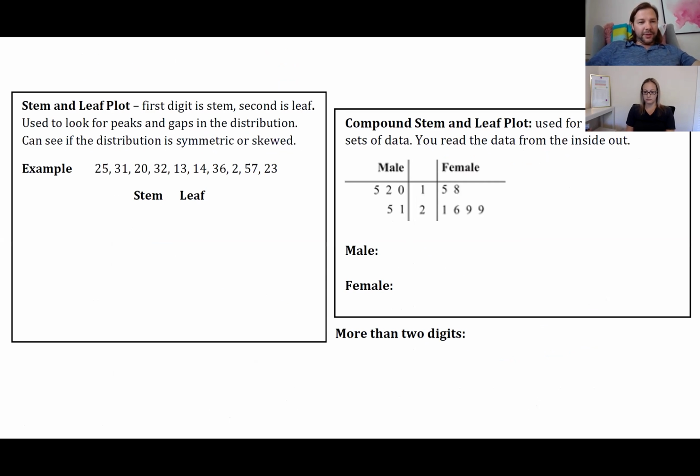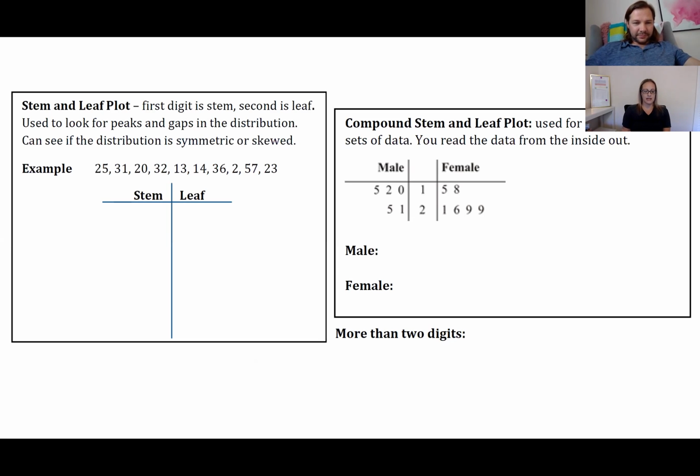Cool. I'm gonna let Karen talk about stem and leaf plots. So I think most people have seen a stem and leaf plot before, but basically we're just going to make a little table where we have a stem column and a leaf column, and it's going to describe our data. So the first digit is the stem, the second is the leaf.